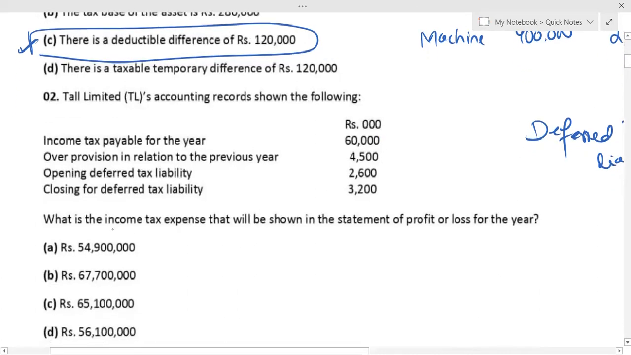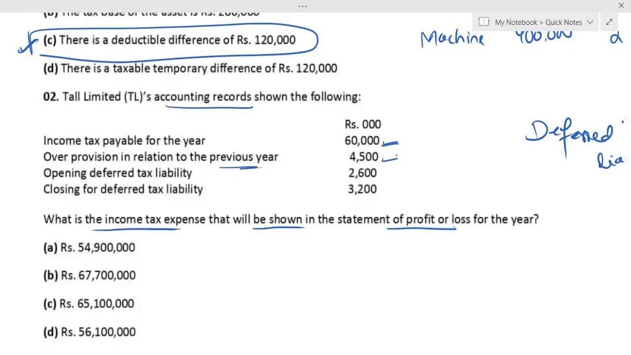Let's go for second one. What is the income tax expense that will be shown in the statement of profit and loss? Tall Limited accounting records: income tax payable for the year, current tax payable, is 60,000. Over provision in relation to the previous year is 4,500. Listen carefully. Over provision of income tax reduces current year income tax expense. Under provision increases current year income tax expense. Repeat, over provision of tax decreases your income tax expense without having any impact on your current tax payable.